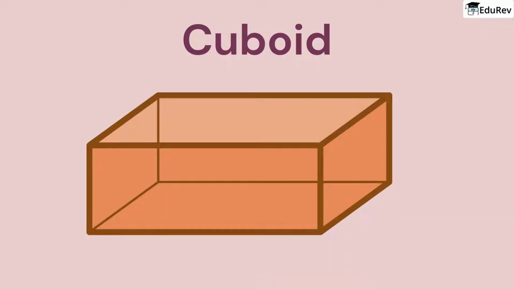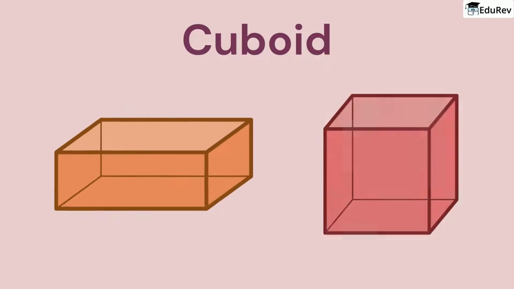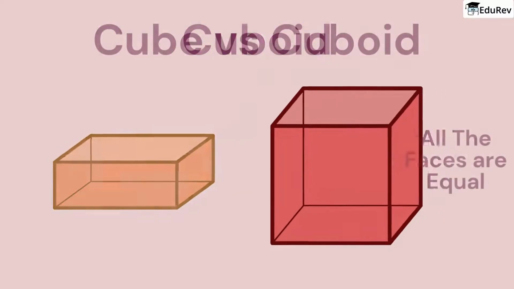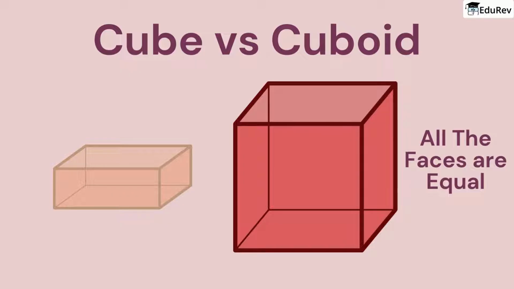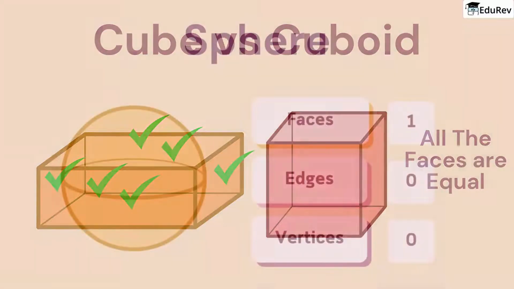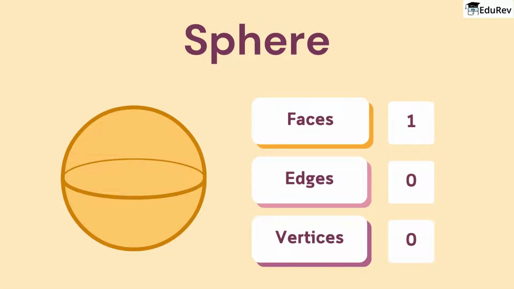Now, see this cuboid. How is it different from a cube? It also has 6 faces, 8 corners and 12 edges. But in a cube, all the faces are equal. See? But in a cuboid, these 4 faces are long and these 2 faces are small. Now, how many faces does the sphere have? It has only one face. And it is all round, so it has no pointy corners anywhere and no edges.